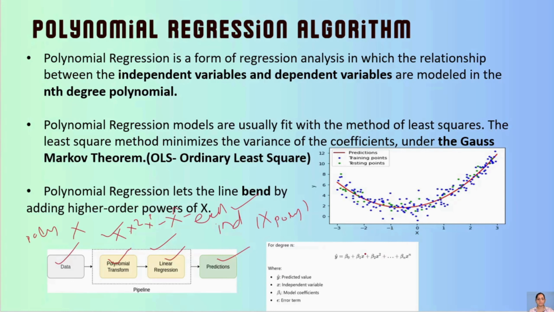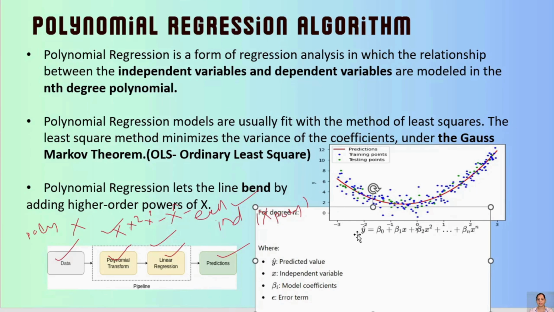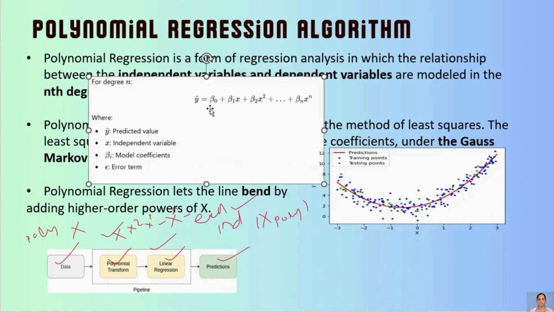And this image is for the equation. When I'm talking about the equation, you will see this. This is your predicted one. Y hat is your predicted output. So when we're talking about predicted output, this is the equation for polynomial regression: y hat equals beta 0 plus beta 1 x plus beta 2 x square plus dot dot till the nth power.